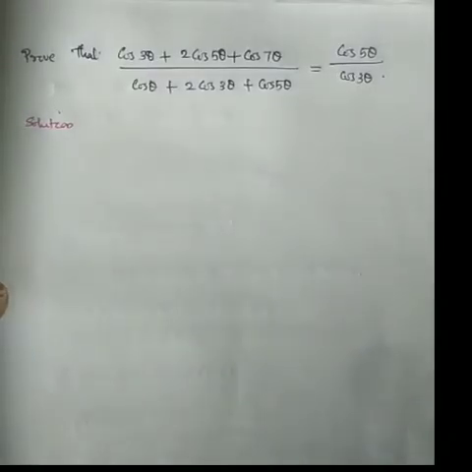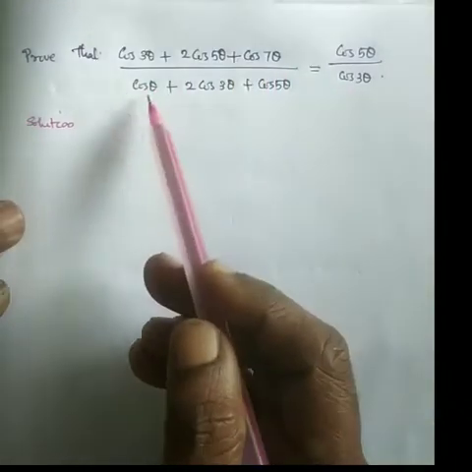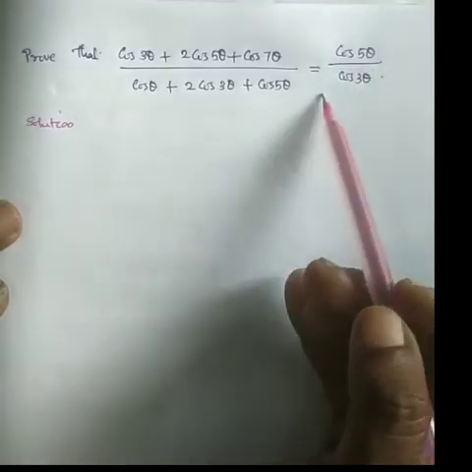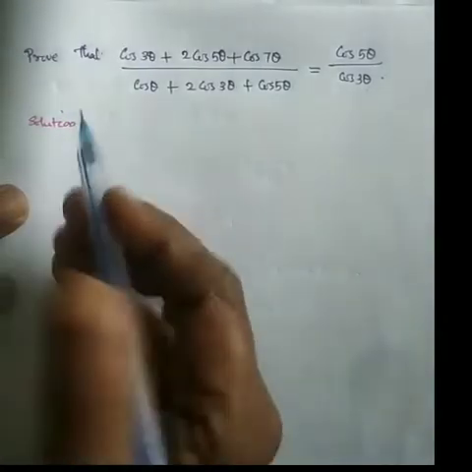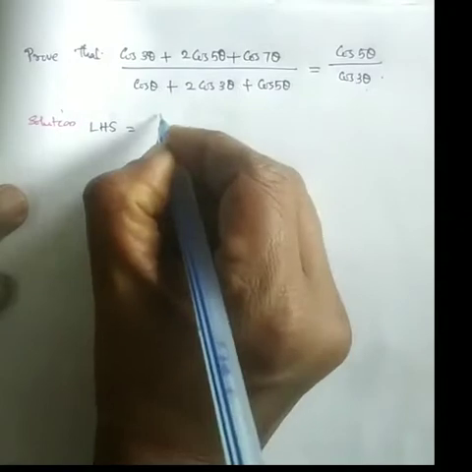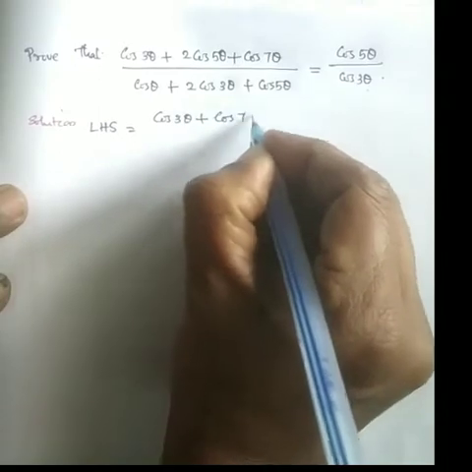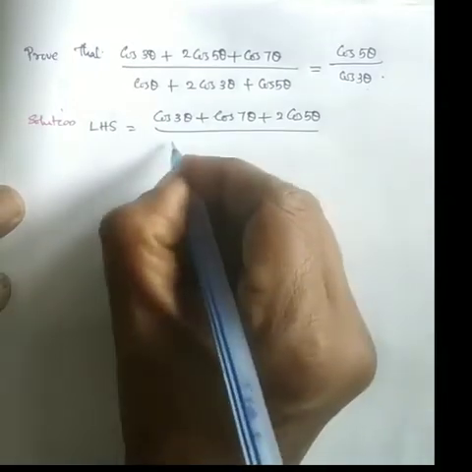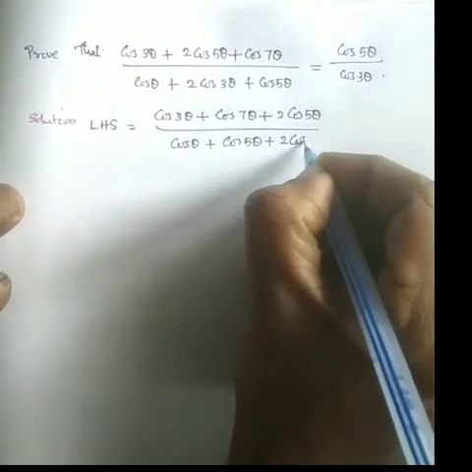Next one, prove that (cos 3θ + 2 cos 5θ + cos 7θ) divided by (cos θ + 2 cos 3θ + cos 5θ) equals cos 5θ divided by cos 3θ. For getting the solution, take the LHS. LHS equals (cos 3θ + cos 7θ + 2 cos 5θ) divided by (cos θ + cos 5θ + 2 cos 3θ).